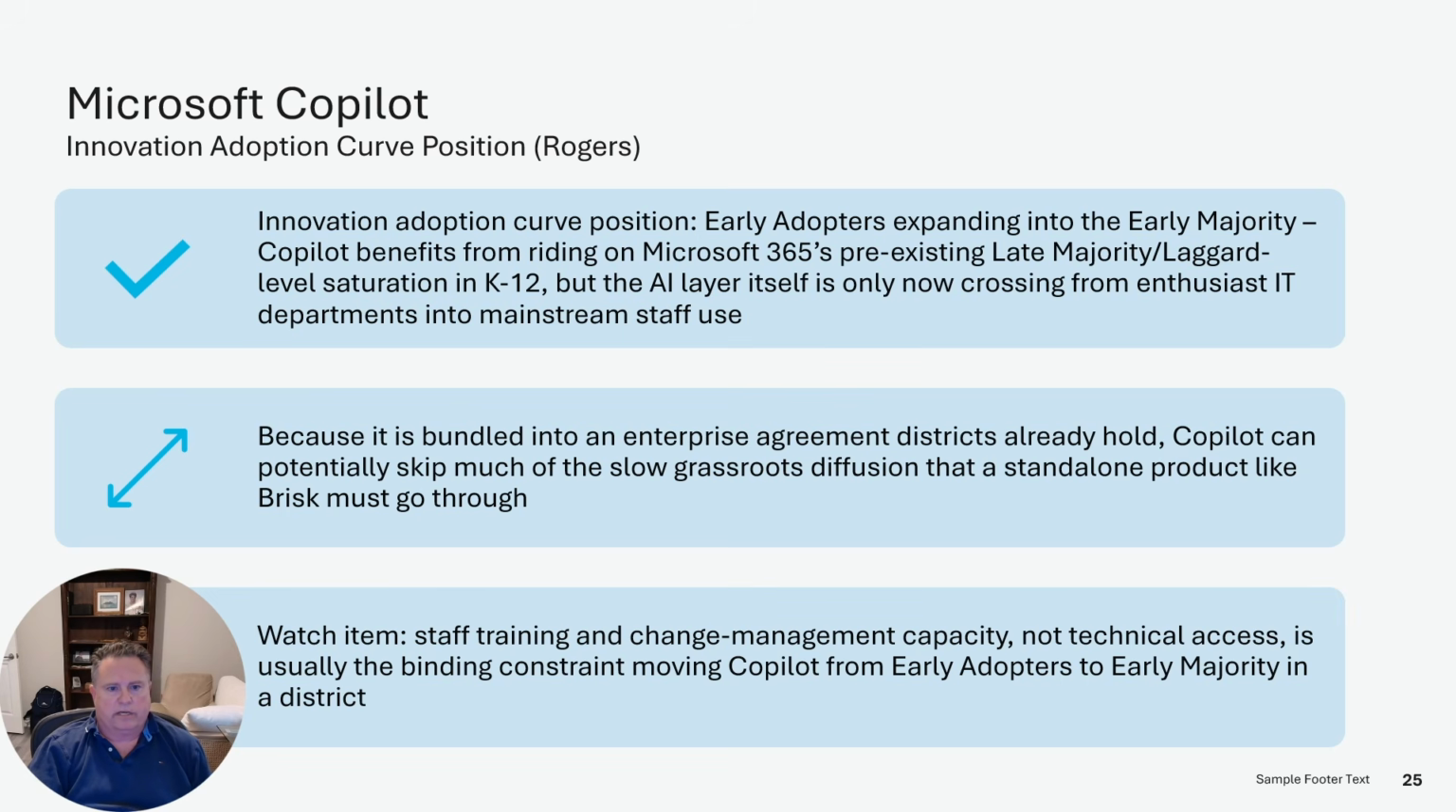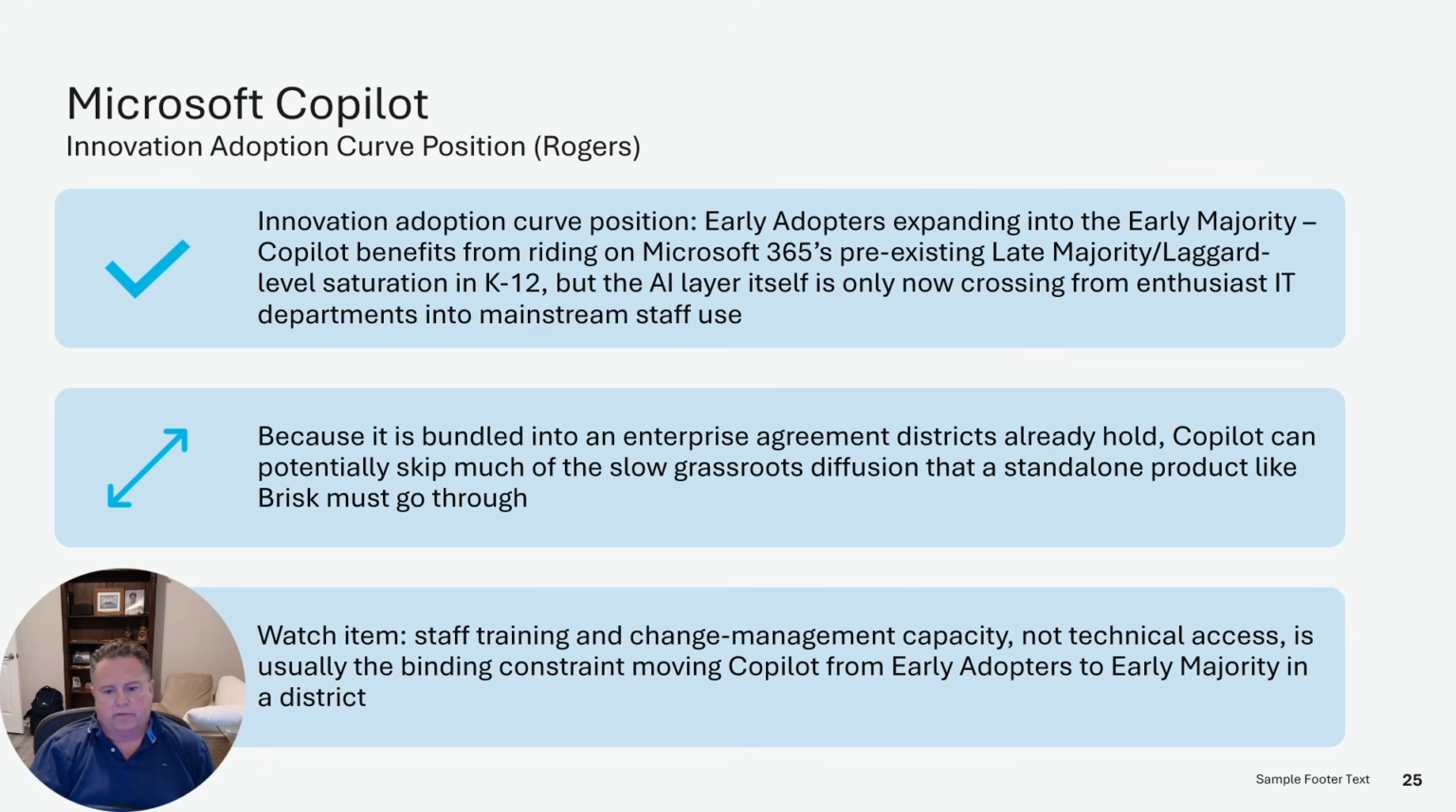In regards to Rogers Innovation Adoption Curve position, early adopters are expanding into the early majority. Copilot benefits from running on Microsoft 365's pre-existing late majority laggard level saturation in K through 12, but the AI layer in and of itself is only now crossing from enthusiastic IT departments into mainstream staff use. Because it's bundled into enterprise agreements districts already hold, Copilot can potentially skip much of the slow grassroots diffusion that a standalone product like Brisk, for example, must go through.